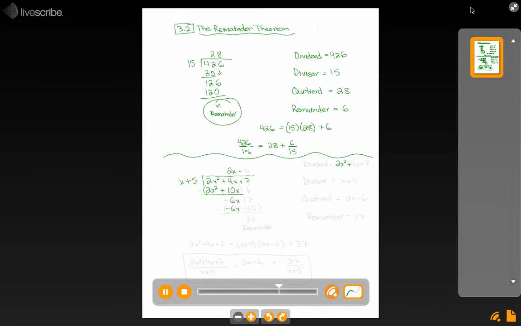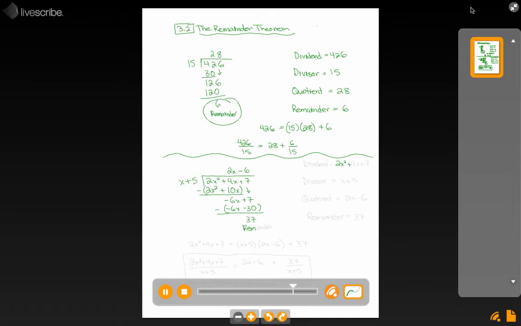I'm going to do the same thing I did before, subtract this from the top. 2x squared minus 2x squared cancels them out. 4x minus 10x is negative 6x. I bring down the plus 7. It looks a lot like long division with numbers. What do I need to multiply x by to get negative 6x? I need a minus 6. Negative 6 times x is negative 6x. Negative 6 times 5 is minus 30. I subtract them, and the x's cancel. 7 minus negative 30 is 37.